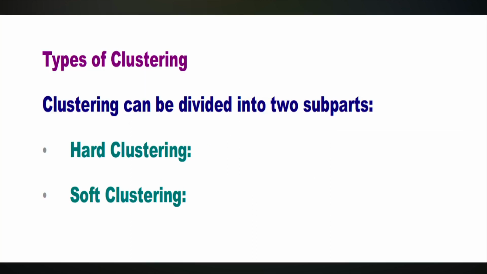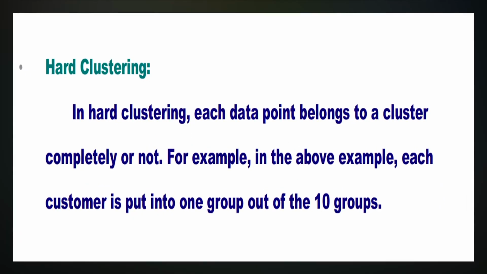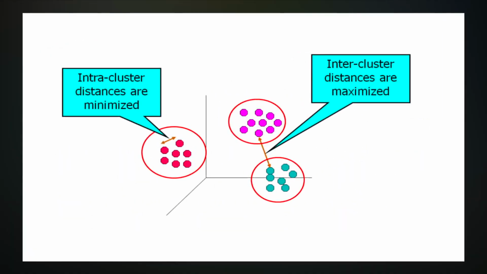Let us look into the types of clustering. First one, the hard clustering. In hard clustering, each data point belongs to a cluster completely or not. For example, in the diagram which you saw, each customer is put into one group out of the 10 groups. Each dot belongs to one cluster and does not belong to two clusters. So, it belongs to either one or not.